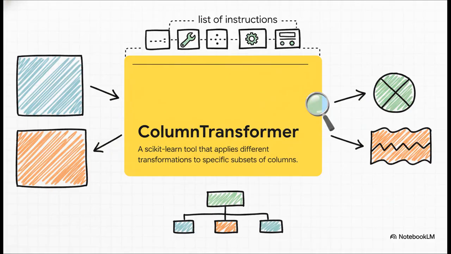And the magic tool that lets us do this is called the column transformer. It is designed for this one specific job. It lets you create a list of instructions, basically telling scikit-learn, hey, apply this transformer to these columns, and then apply that transformer to those columns. It's incredibly powerful and so well organized.